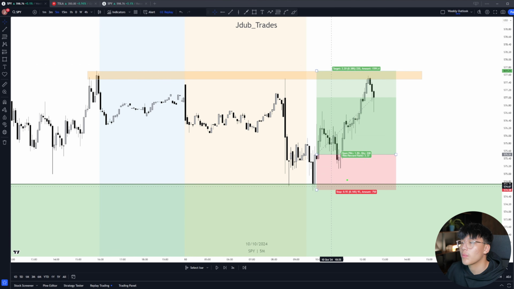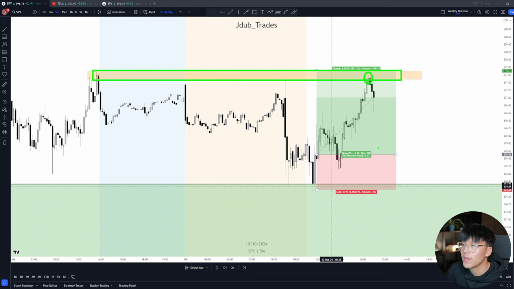And as you can see right there, price ended up having a nice move back towards our pre-market highs and our previous day highs for a nice win on SPY.